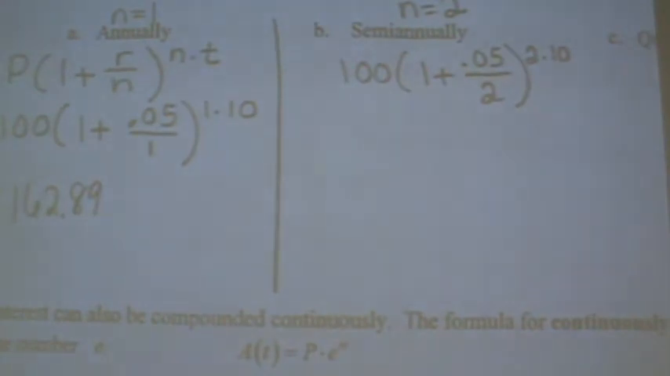So now, how will this formula differ for semi-annual? What's going to be different? It's going to be 100 times 1 plus, it's the same interest rate, but now semi-annual means twice a year. So you're going to have a 2 here, and then it's 2 times 10, because 2 is n in 10 years.